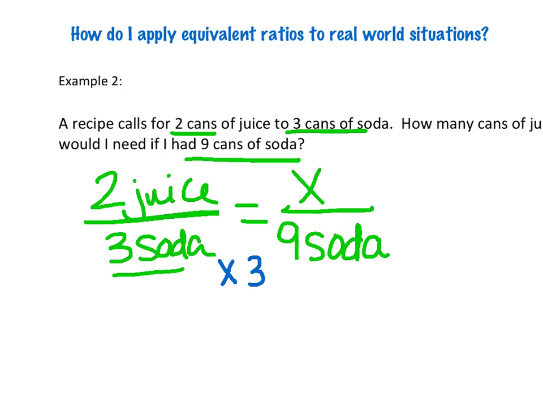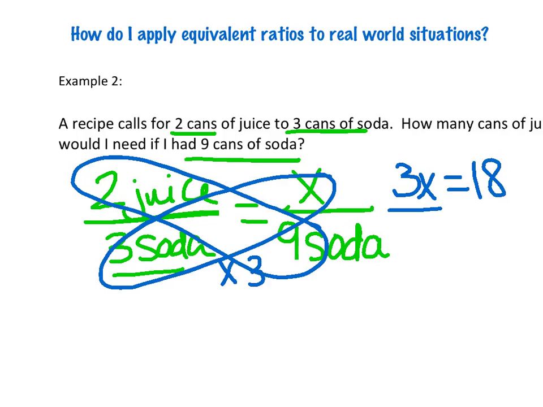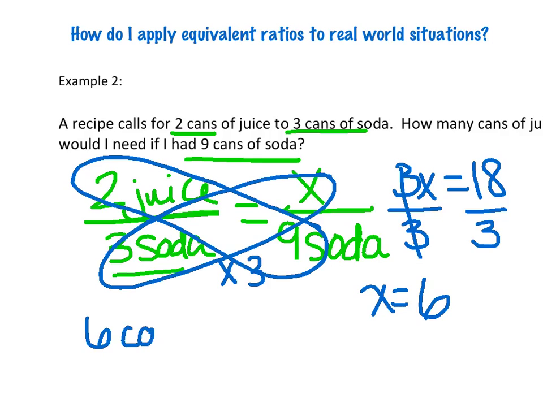So if I were going to use my cross products, I would then have 3 times x, which would give me 3x, is equal to 9 times 2, which is 18. So I'm going to isolate the variable by dividing by 3, and x is going to be equal to 6. So for every 9 cans of soda then, I would need 6 cans of juice.